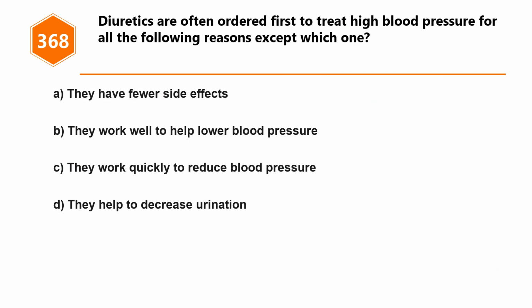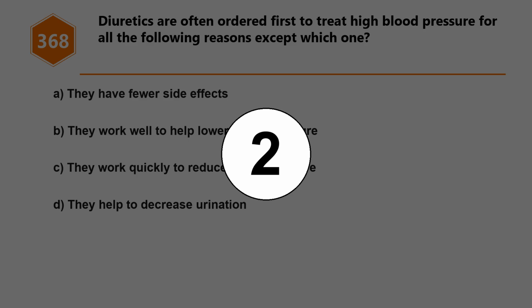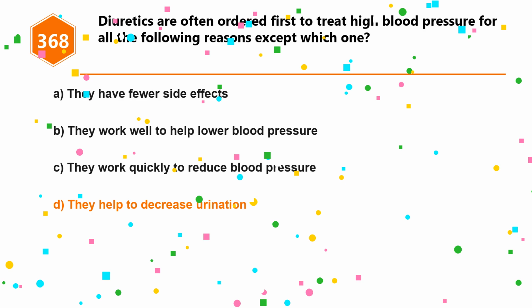Question 368. Diuretics are often ordered first to treat high blood pressure for all the following reasons except which one? Option A, they have fewer side effects. Option B, they work well to help lower blood pressure. Option C, they work quickly to reduce blood pressure. Option D, they help to decrease urination. The correct answer is option D, they help to decrease urination.